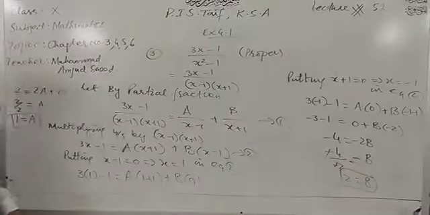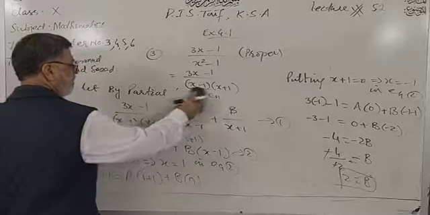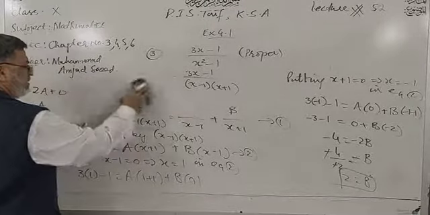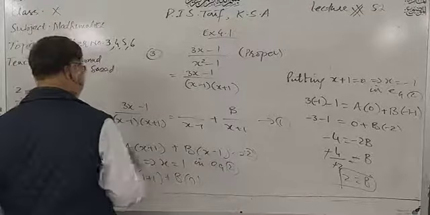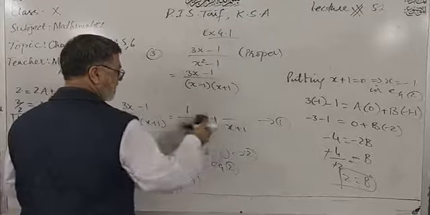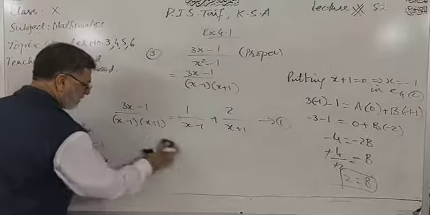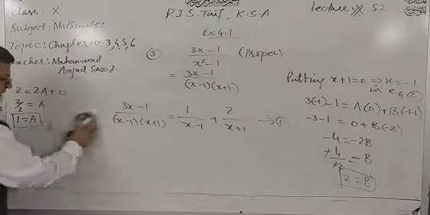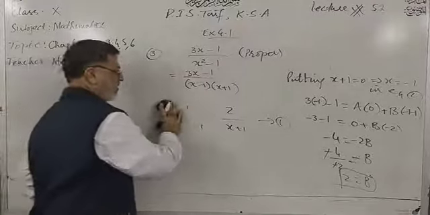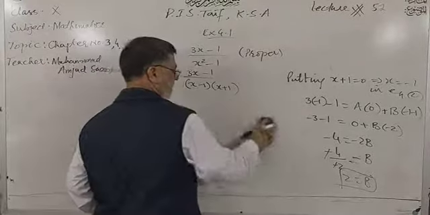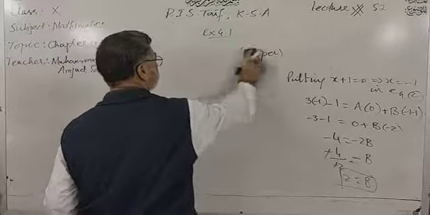Dear students, your last answer is using values of a and b in equation number 1. Using values of a and b in equation number 1, a was 1 and b is 2. So that's your answer. This is the partial fraction of your question. So in this way, I hope that you understood this question.